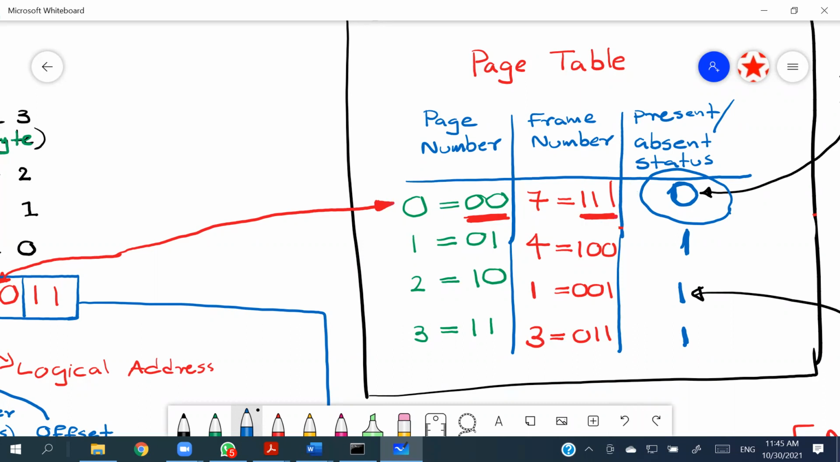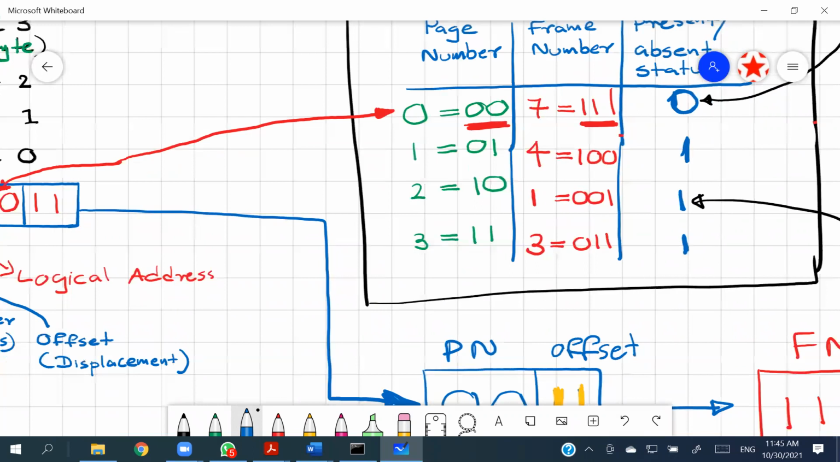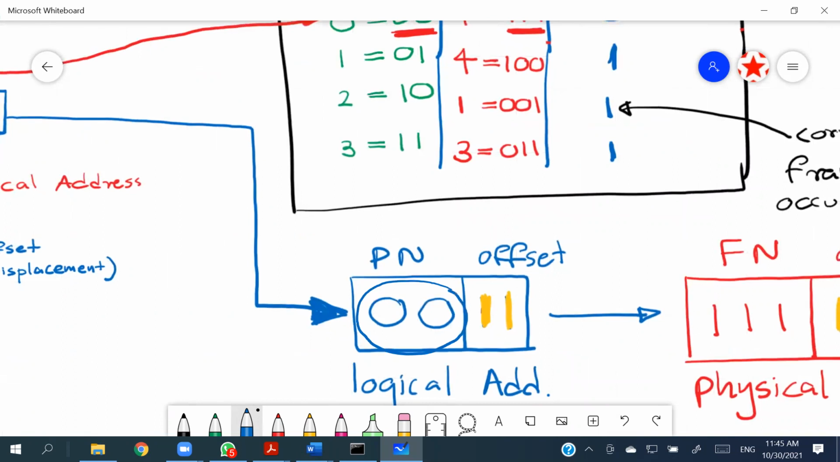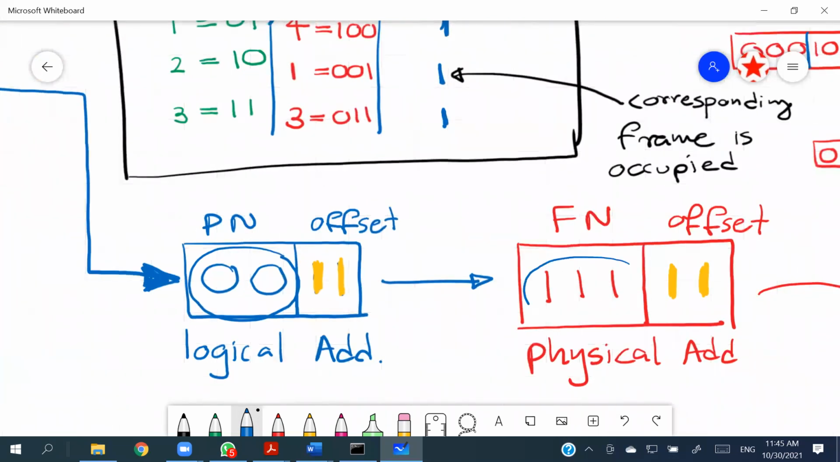Right? So what it does, with the help of the operating system, the page number 00 is going to be replaced with frame number 111. That is what we call logical to physical address mapping. And there, you have to be very concentrated on the offset. It's never going to change. Same amount of bits, same kind of pattern. So what is actually going to change is the page number. It will be replaced by the frame number.